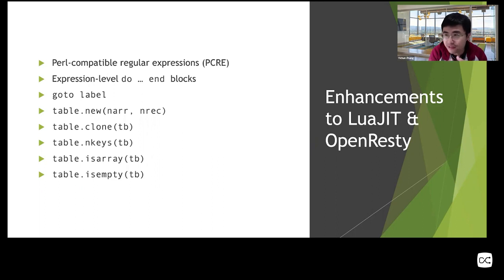And that's why we introduce a new do-end block on the expression level. We change the parser, and we change the code generation implementation to do that. In this way, you don't introduce upvalues when you are referencing local variables in the outer scope context.